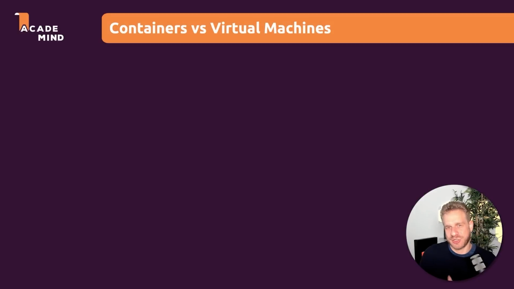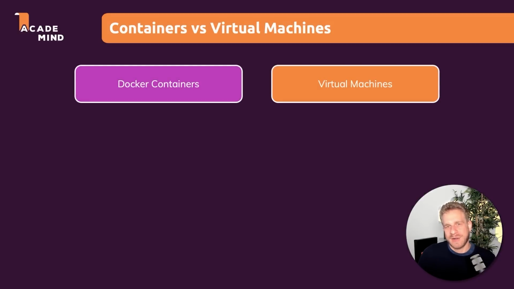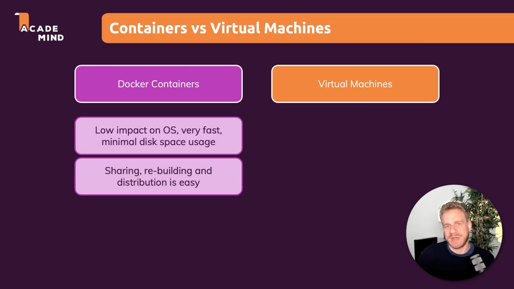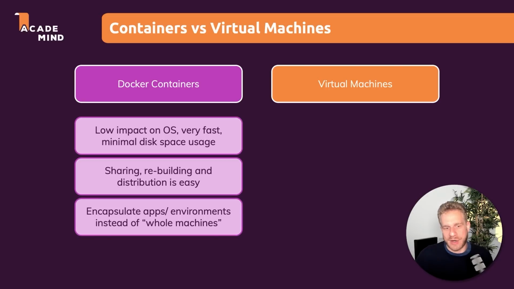So if we compare containers to virtual machines, we have a couple of advantages on the container side. They have a low impact on our operating system and machine, they're very fast, and they use minimal disk space. Sharing, rebuilding, and distributing them is very, very easy because we have these images and these configuration files. And we still have encapsulated apps and environments with everything our app needs, but nothing more, which is perfect, which is exactly what we want.